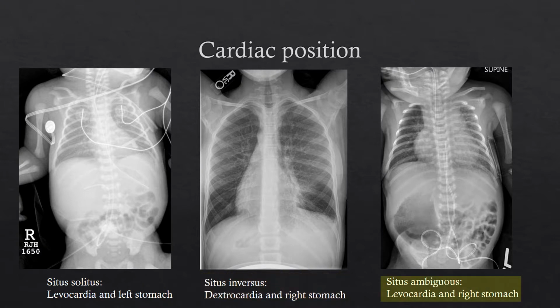And finally, situs ambiguous or heterotaxy, which is any other combination. In this case, the cardiac apex is left-sided, but the stomach is right-sided.